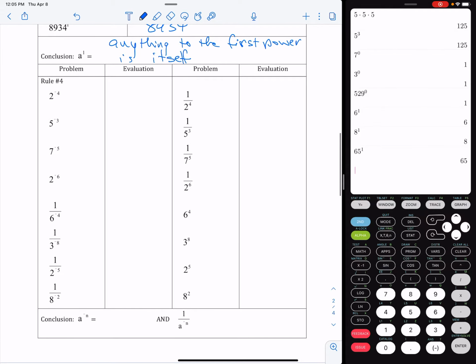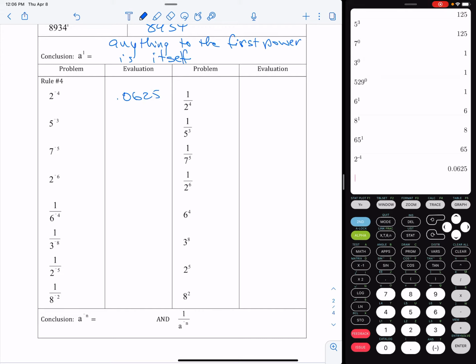Okay, now this next one, you'll notice that each one on the left has a negative exponent. Each one on the right has a fraction. So what I wanted you to do is type these into the calculator and write down exactly what you get. When you type in 2 to the negative 4 exactly the way you say it, hit enter, you end up with a decimal value, 0.0625.